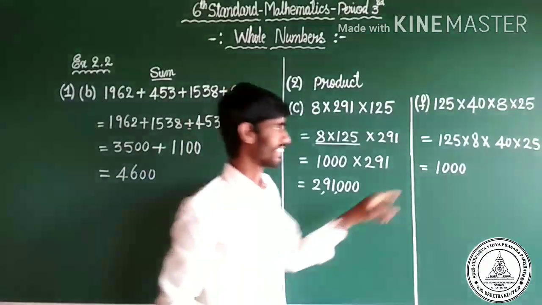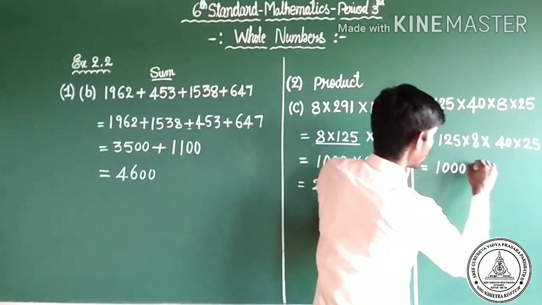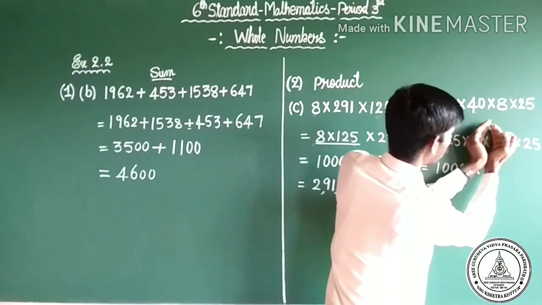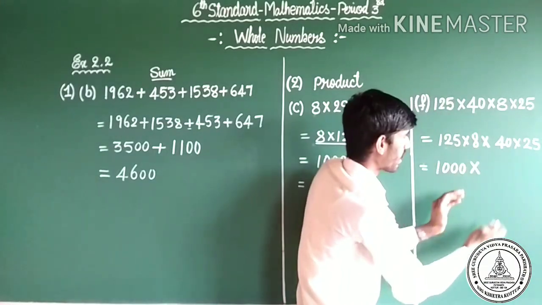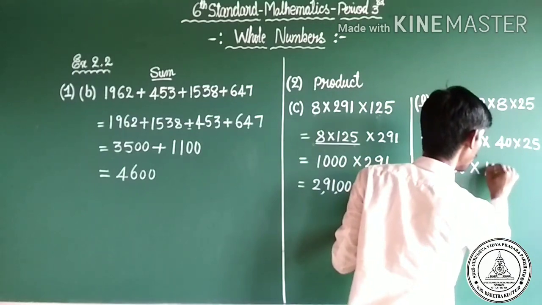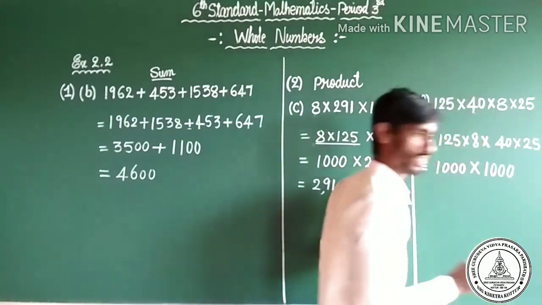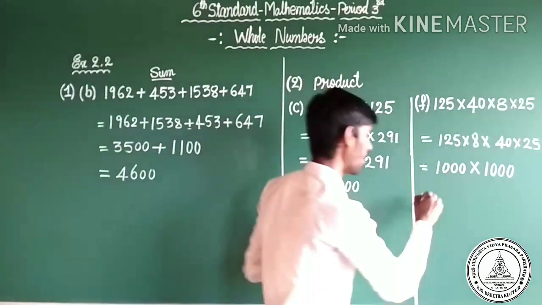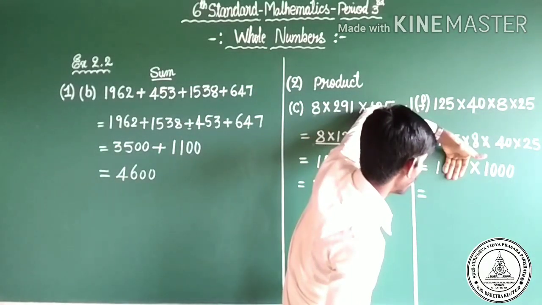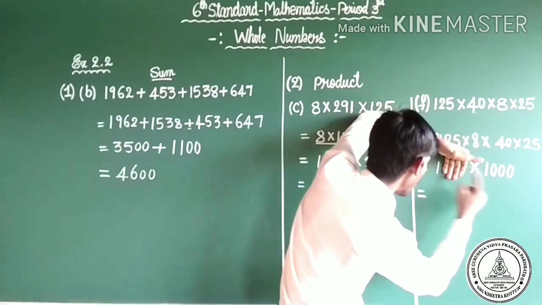Clear? Yes. Here 125 into 8 is 1000. Here, 40 into 25 is 1000. Okay? 1000 into 1000. Just neglect the rest here. Here is 1000, 1000 into 1000.